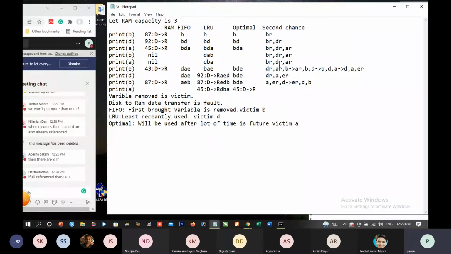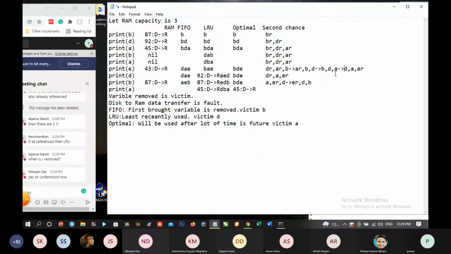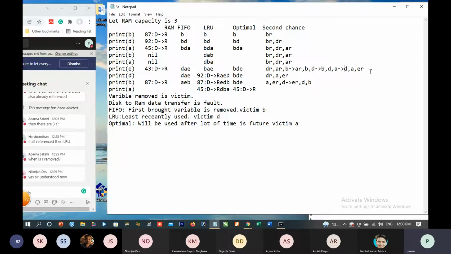Now E has come. We will try to remove B, but B is referenced, so we shall put B at the last. Now we shall try to remove D. D is referenced, we shall put D at the last. This is B, DA. Now DBA. Now BDA has come, so B will be victim and DAER will be the case.